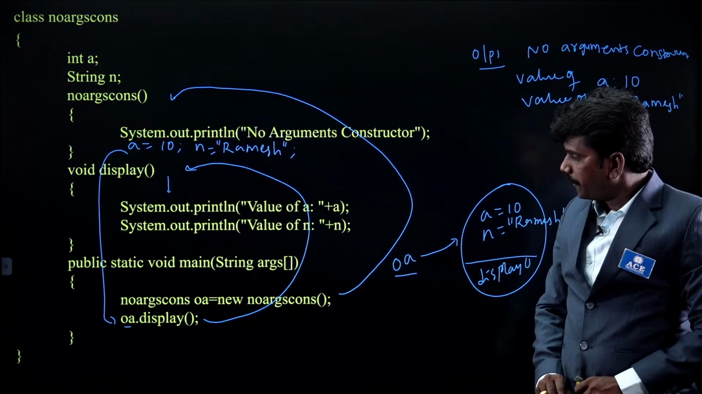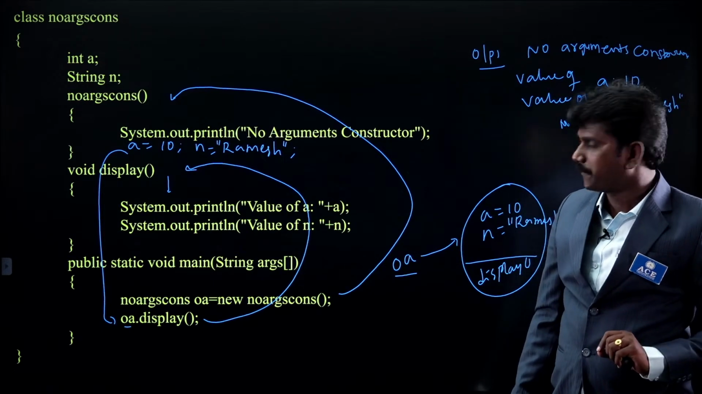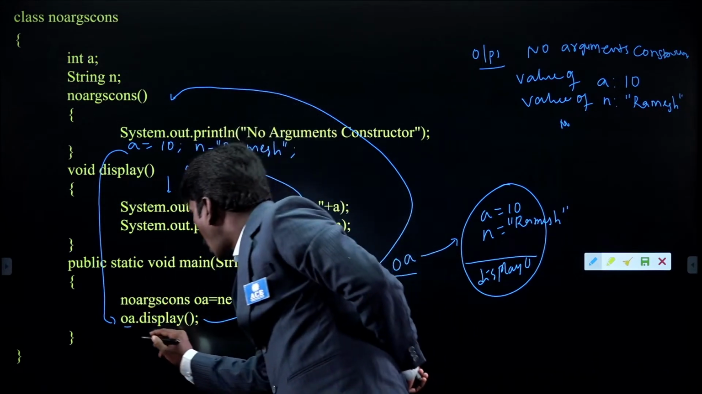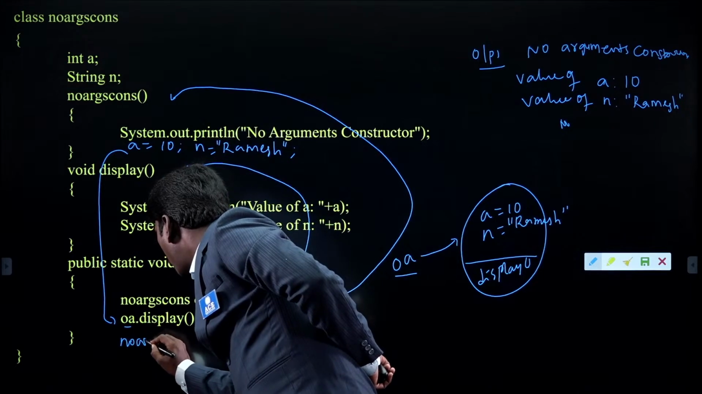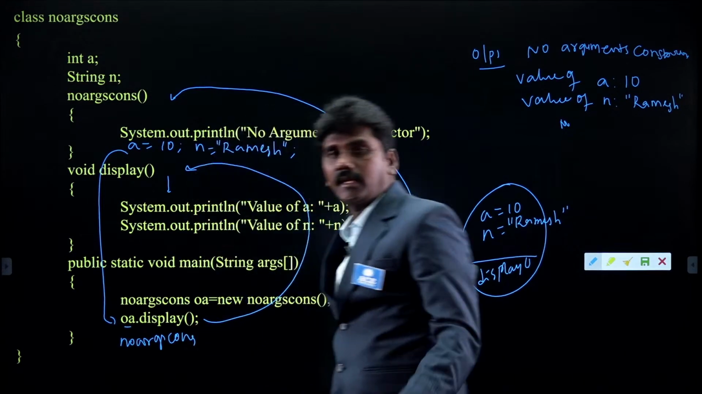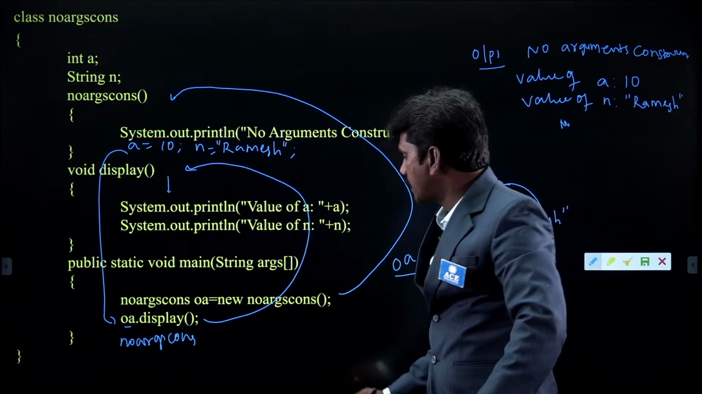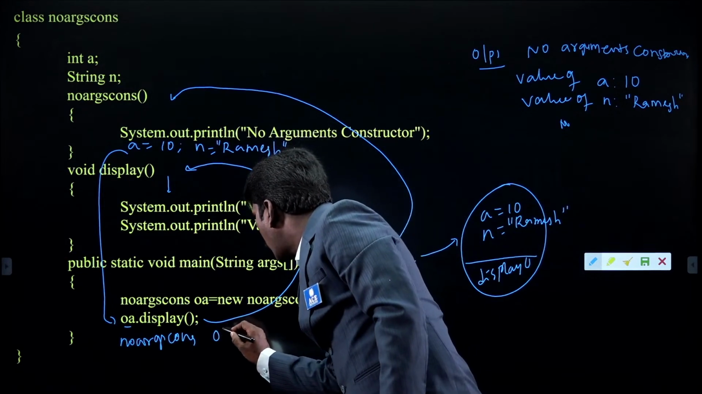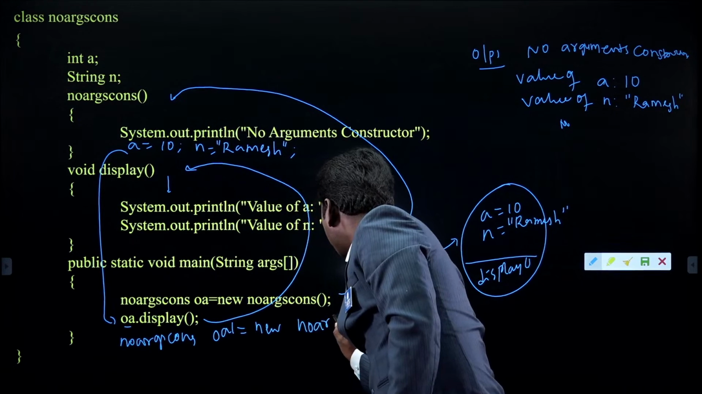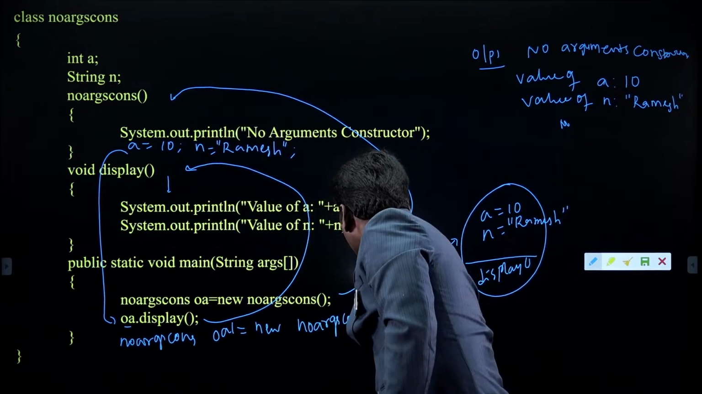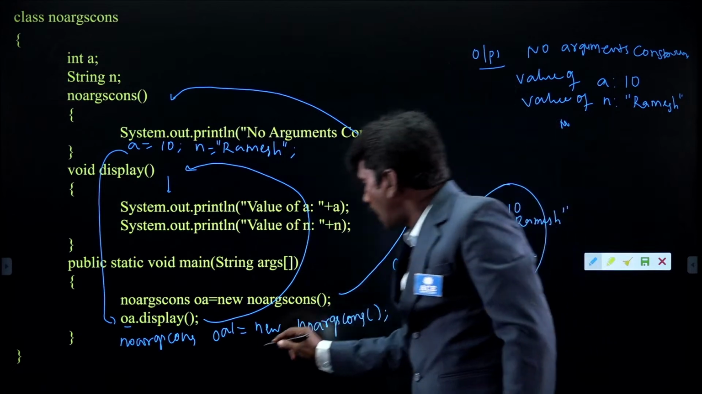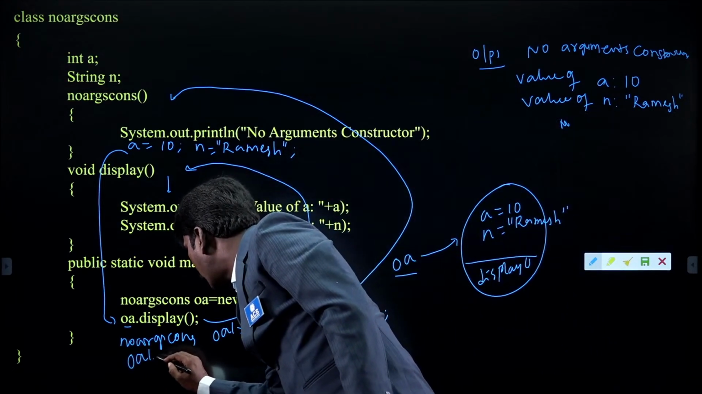Suppose if I have created one more object, let us see case 3. I am taking one more object here inside the main method itself. How it is going to be? For example, our class name is noargscons, right? So how to create the object? Class name space object name is equal to new class name. So noargscons space OA1 is equal to new noargscons. So this is the statement. OA1 is equal to new noargscons, and then I am calling OA1 dot display this also.